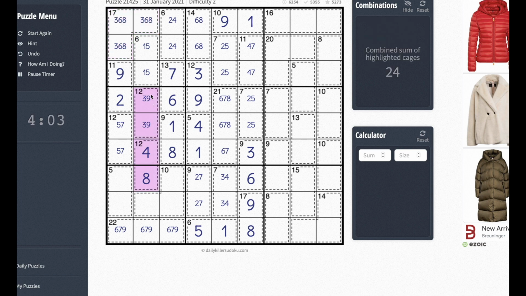Can't have 3 and 8 in that column, look. So 3 and 8 can come out of there, and a 6 can come out of here. And then that makes this a 1, 4, which works nicely. And we can take a 1, 4 out of there, so that's a 2, 3, 5. We can clean 2's out of there, thanks to that pair. A 3, 5 out of there, thanks to that.